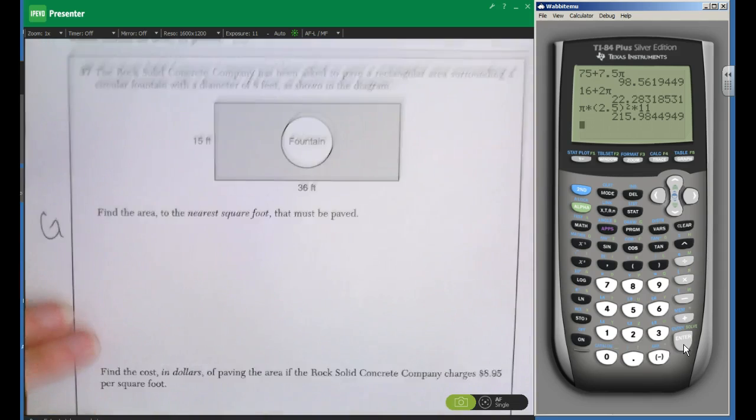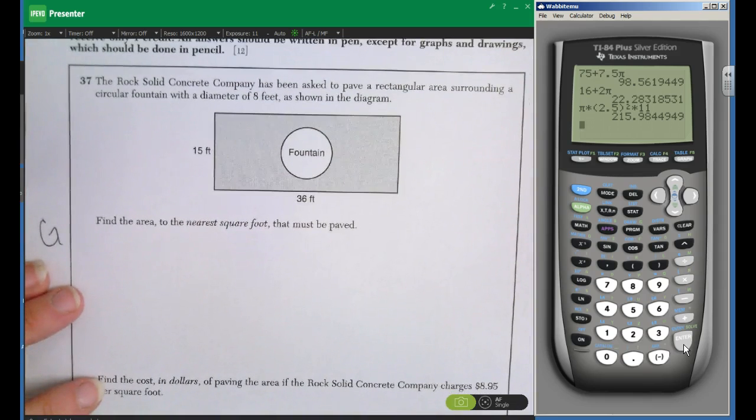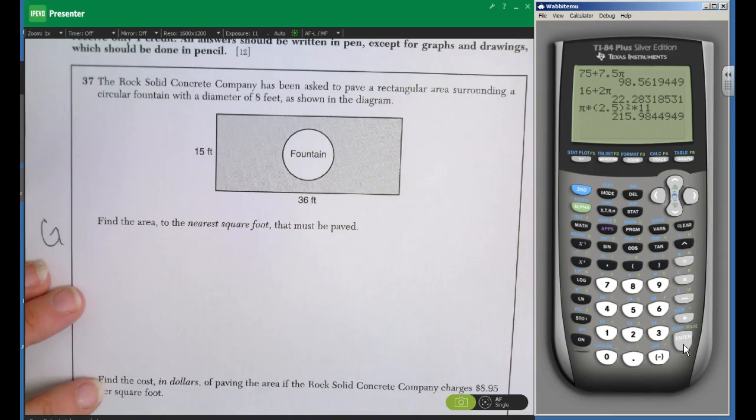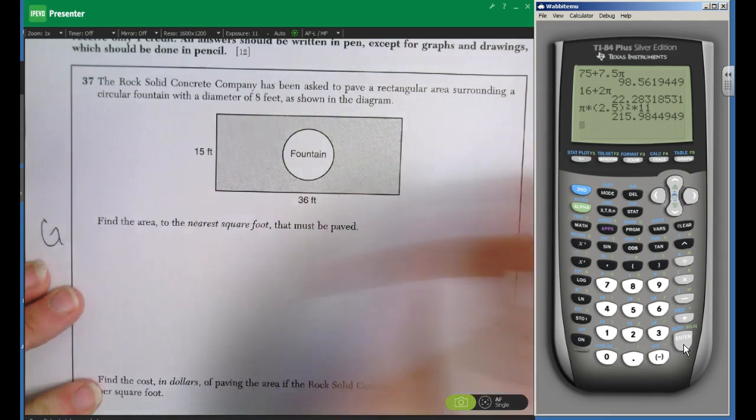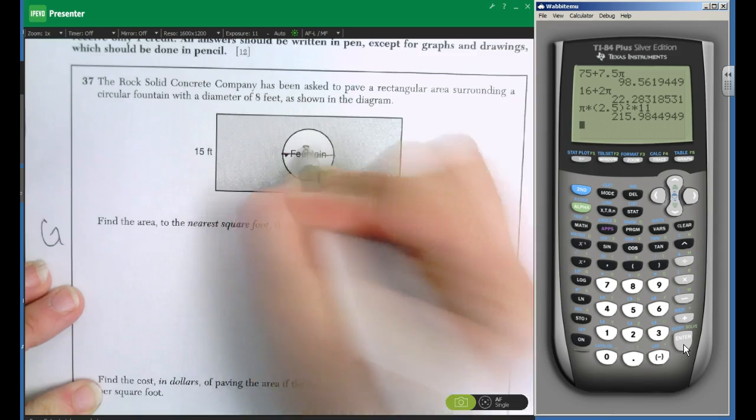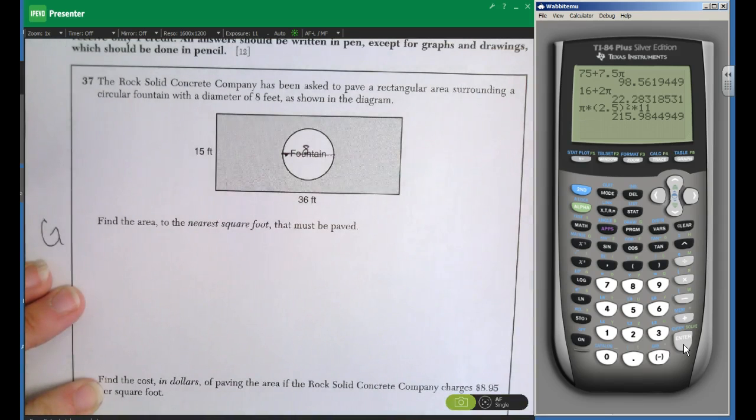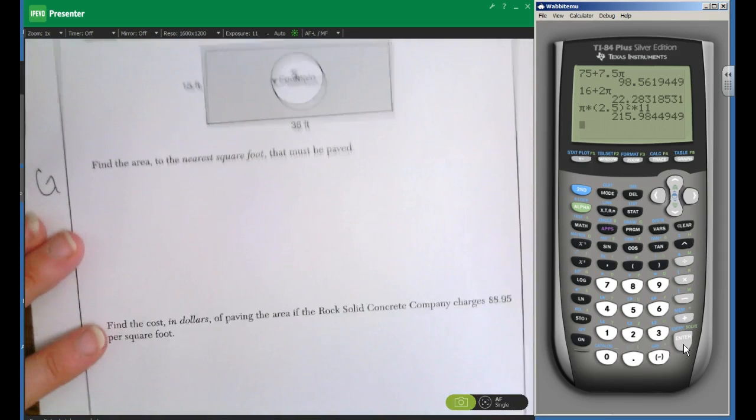Okay, here's our last question. This is a part 4 for 4 points. The Rock Solid Concrete Company has been asked to pave a rectangular area around a circular foundation with a diameter of 8 feet. So we know from here to here it's 8. Find the area to the nearest foot of what must be paved.